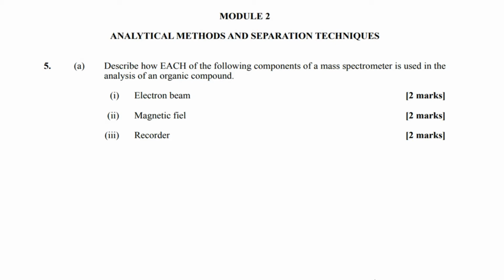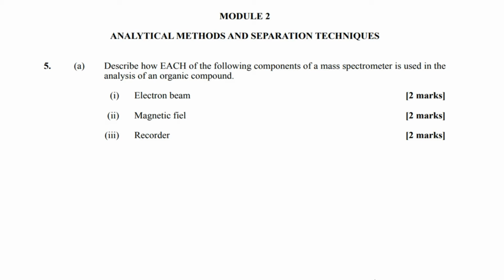And today we'll be doing a CAPE Unit 2 chemistry past paper question, of course. And yes, so let's go. So it reads, describe how each of the following components of a mass spectrometer is used in the analysis of an organic compound. Part 1, you have an electron beam. Part 2, magnetic field. Part 3, a recorder, right?